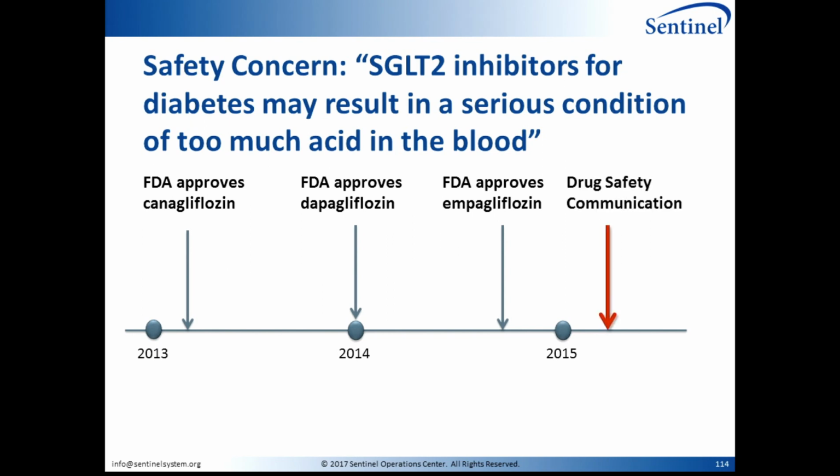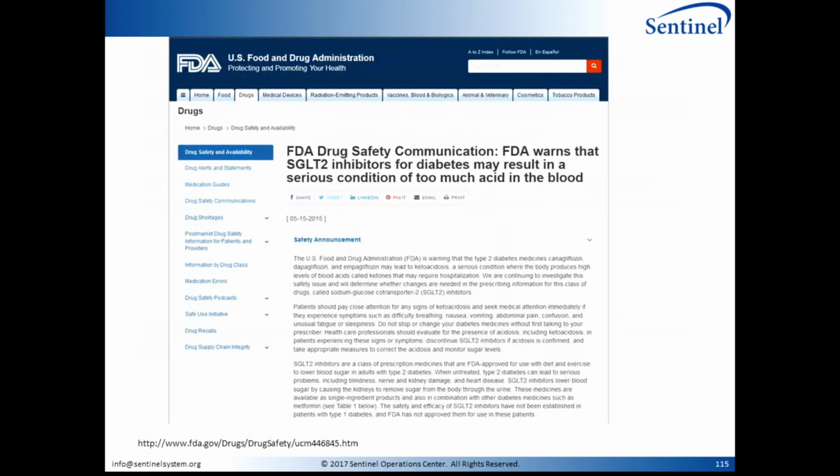And so enough of those had come in that the FDA decided to issue a drug safety communication in early 2015. And what they said in that drug safety communication was that SGLT2 inhibitors for diabetes may result in a serious condition of too much acid in the blood, which is another way of saying diabetic ketoacidosis. And so here's a screenshot of that drug safety communication.